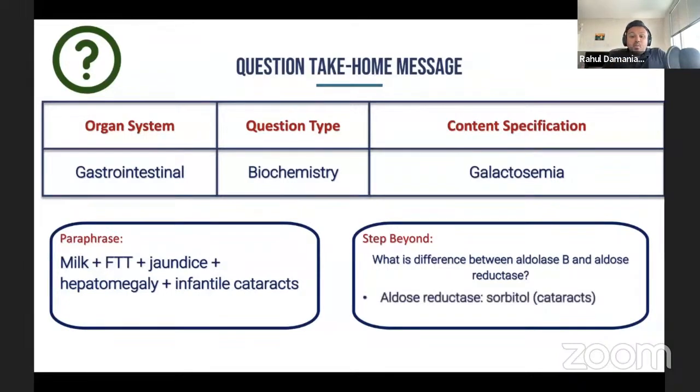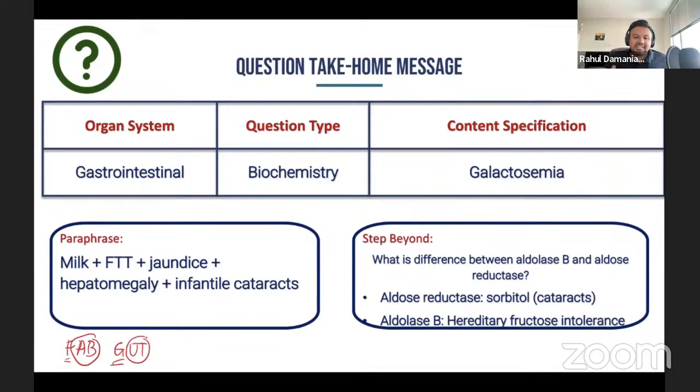And remember that aldose reductase is what gives you cataracts in something like galactosemia, whereas aldolase B is a rate-limiting enzyme in fructose metabolism. So what I like to think of is the mnemonic FAB-GUT. FAB-GUT tells me that for fructose metabolism, the rate-limiting enzyme is aldolase B. For galactose metabolism, the rate-limiting enzyme is galactose-1-uridyl transferase.